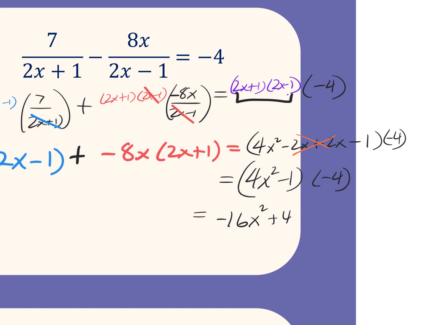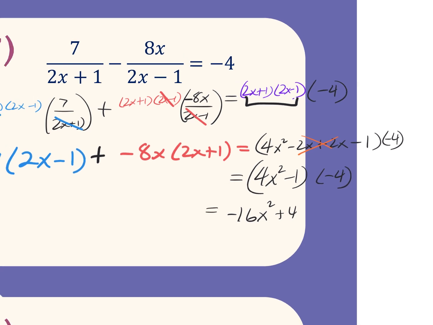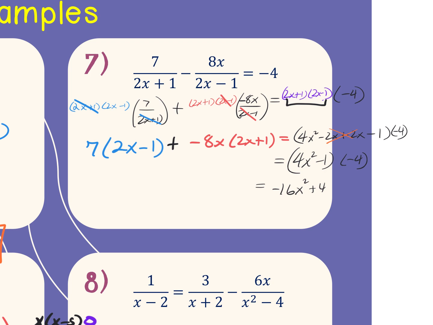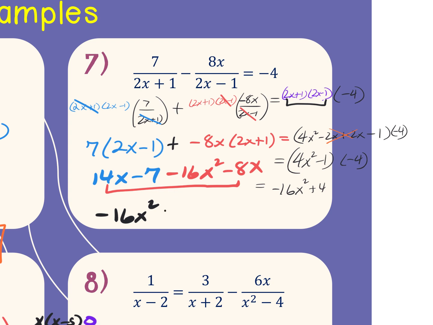And then let me drop down the rest of the problem after I distribute. So I have to distribute the blue. This gives me 14x minus 7. This one's going to give me negative 16x squared minus 8x. Now I'm going to combine my like terms here. So I have a 14x and a negative 8x. So now I have negative 16x squared plus 6x minus 7, and it equals this negative 16x squared plus 4.